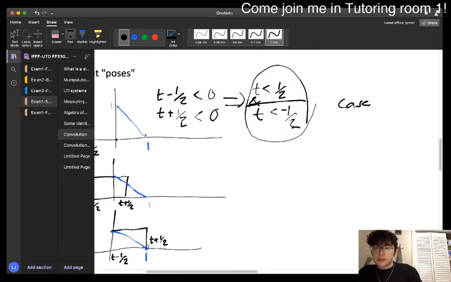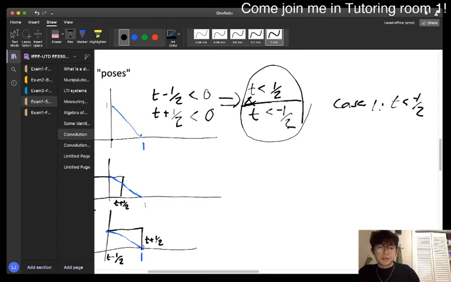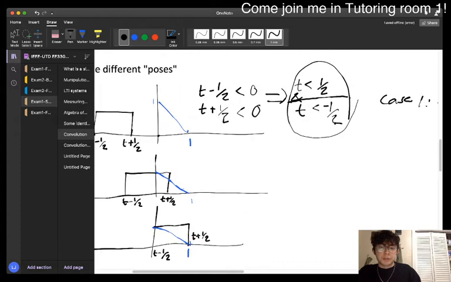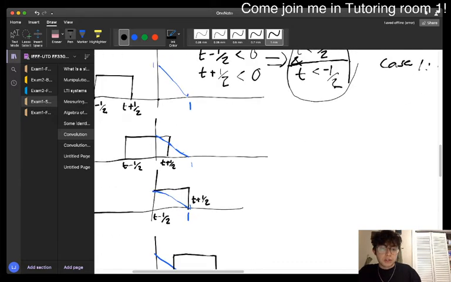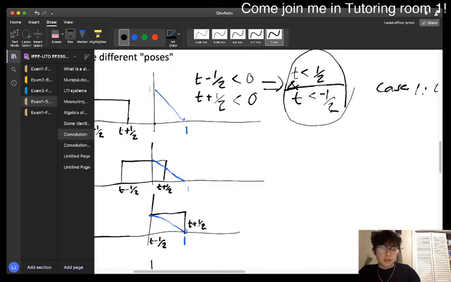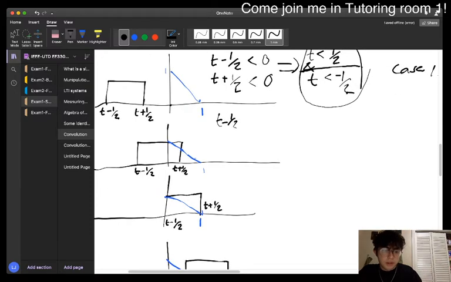T is less than negative 1/2. And then from there, we need to derive the bounds for the rest of them. So I'm going to do a similar process. So t minus 1/2 is less than 0. Again, it's to the left of this important point 0. T less than 0. And then notice that this one, t plus 1/2, is to the right.